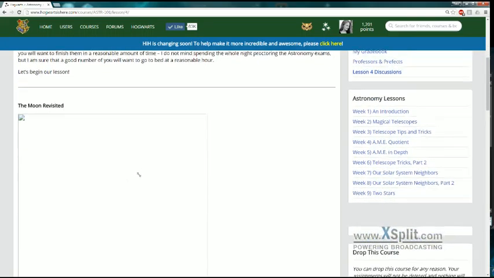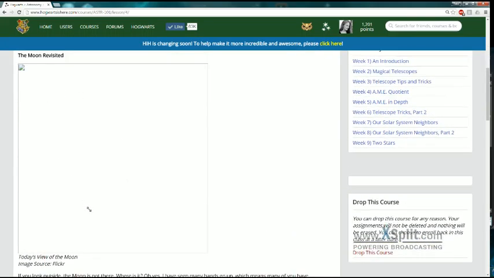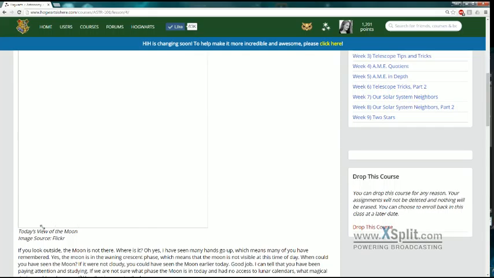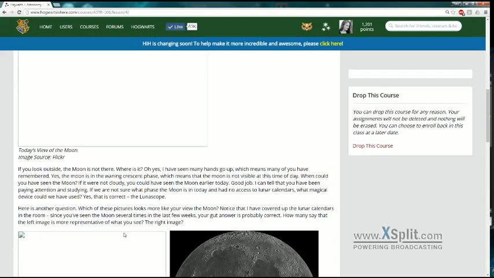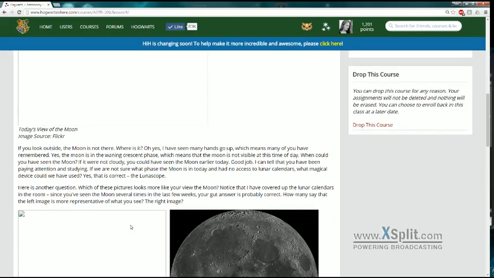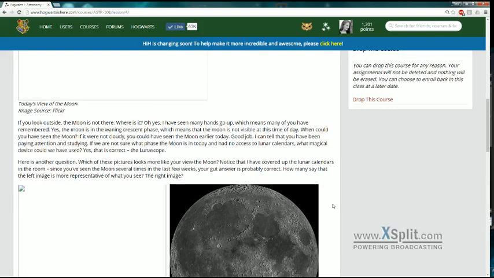Let's begin our lesson. Again, this picture is gone. For whatever reason, it was again today's view of the moon from Flickr. If you look outside, the moon is not there. Where is it? Oh yes, I have seen many hands go up, which means many of you have remembered. Yes, the moon is in the waning crescent phase, which means that the moon is not visible at this time of day. When could you have seen the moon? If it were not cloudy, you could have seen the moon earlier today. Good job. I can tell that you have been paying attention and studying.